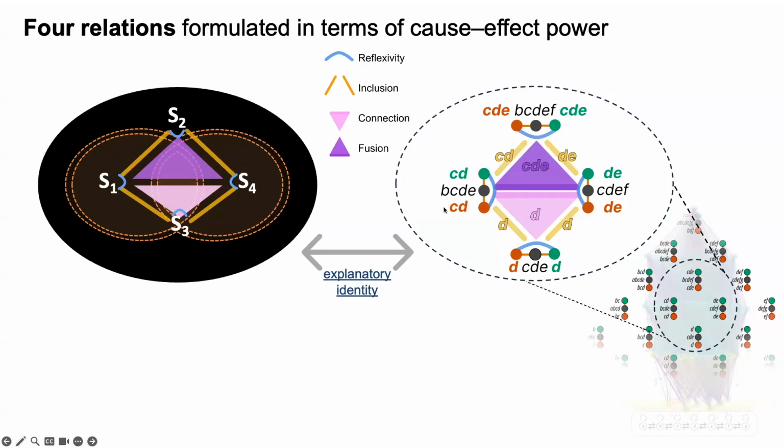The counterpart, the analogy, is that you have distinctions like BCDE that have causes and effects over CD, and there are always other distinctions like CDE that have causes and effects only over D. So you can say there is a relation, a causal overlap between their purviews, and one distinction includes the purviews of the other distinction. So this is an example of inclusion. But you can do the same for connection and fusion, and reflexivity means that there is a self-relation between the cause and the effect of the same distinction.